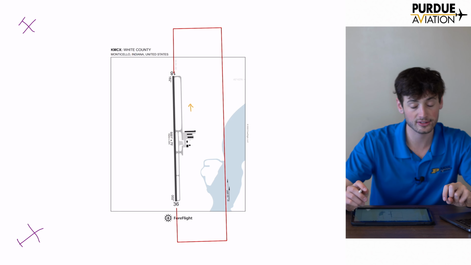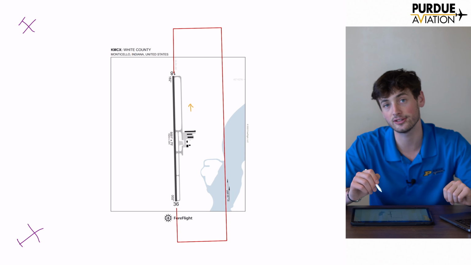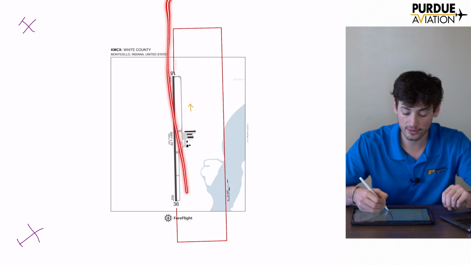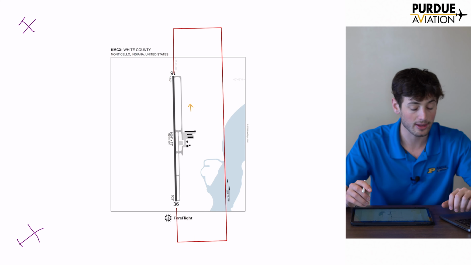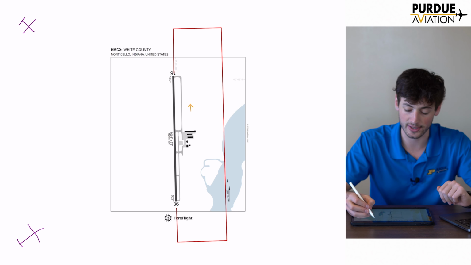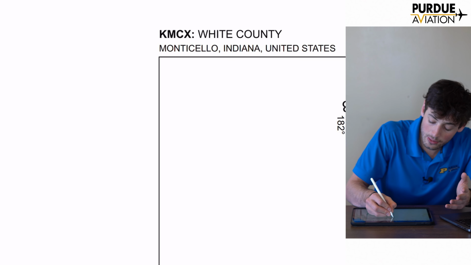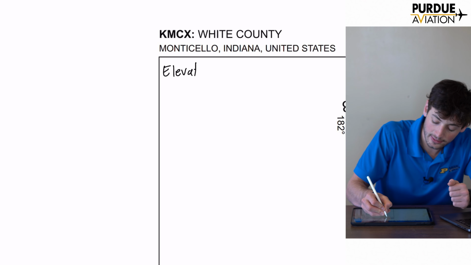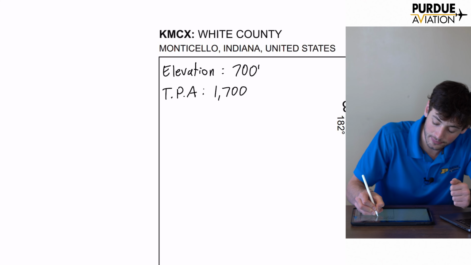Well, let's go ahead and talk about these two planes over here, right? How do these guys get to the left pattern? Clearly they're on the other side and we know we have to make left turns. How are we going to get in? Well, the traffic pattern altitude at White County is about 1,700 feet. So I'm going to go ahead and write that in here for us. We know that the elevation for White County is around 700 feet. And we know that the traffic pattern altitude is about 1,700 feet.